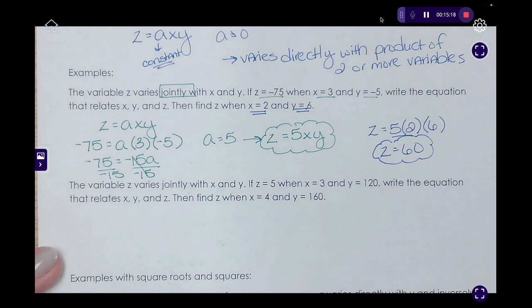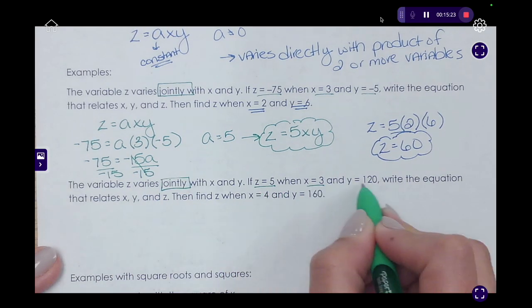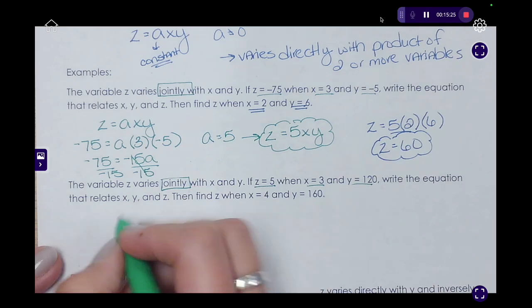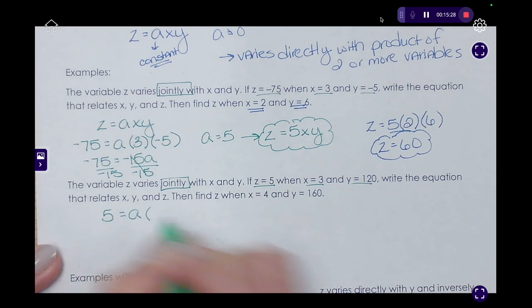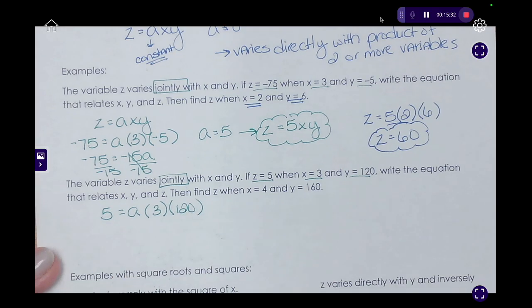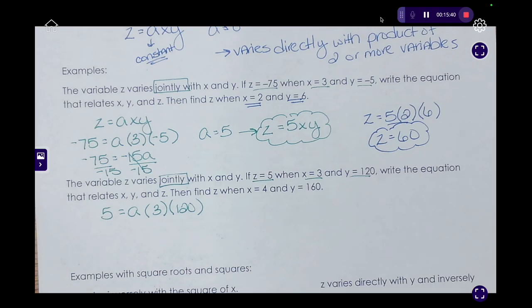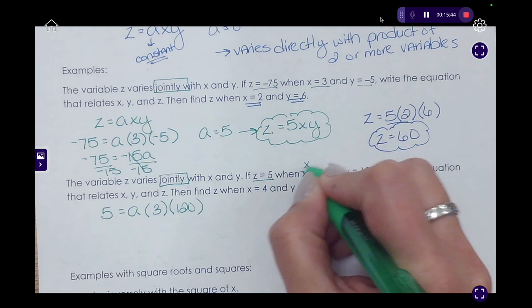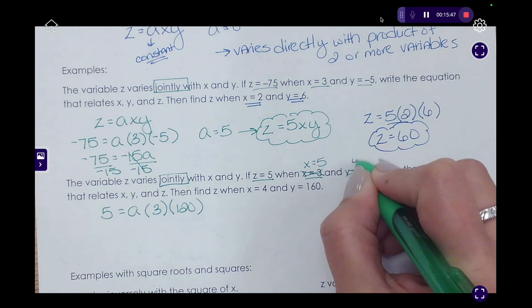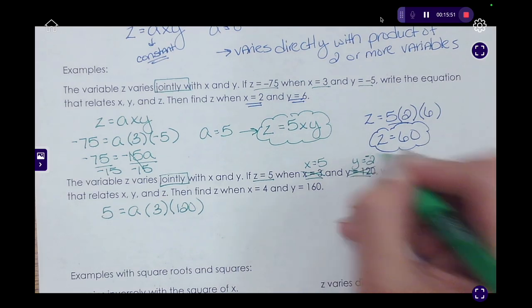So another one, very similar to this, okay, varies jointly with x and y. So again, it's going to give you those 3 values. So I'm taking those 3 values and plugging them in, and I am solving for a. So looking at this one, I think I changed the numbers earlier to make this work a little bit better. I did. So let's change these numbers. So we're actually going to change this one to a 5 and this one to a -2, I believe. Yep. So there we go.